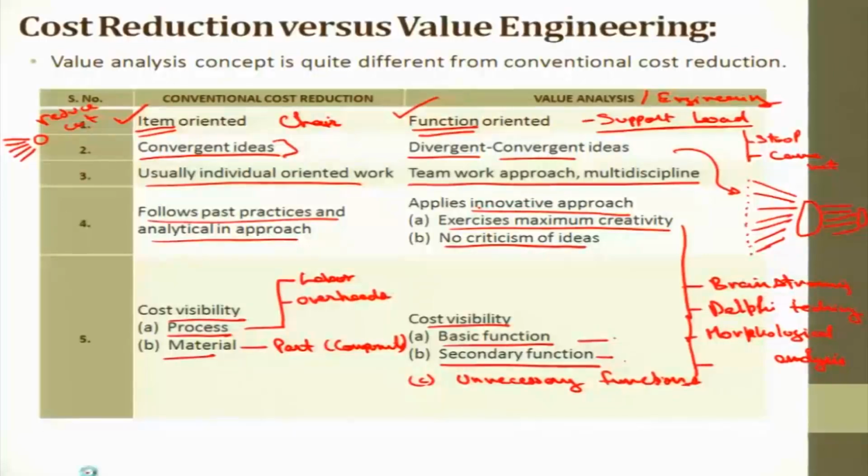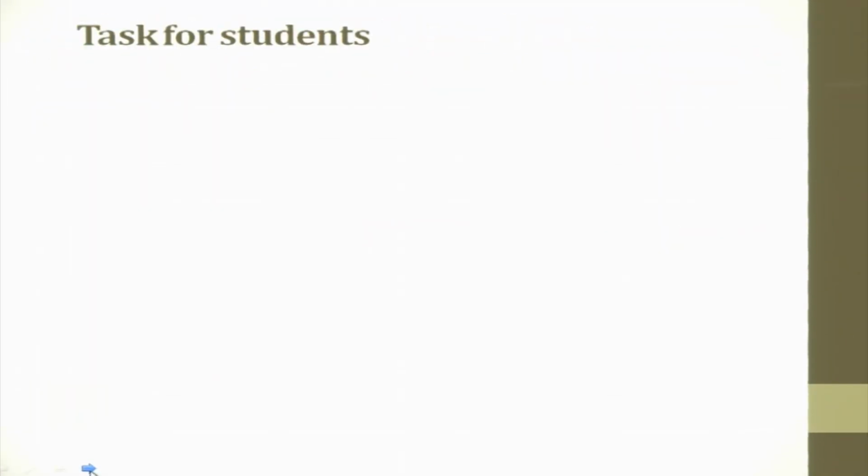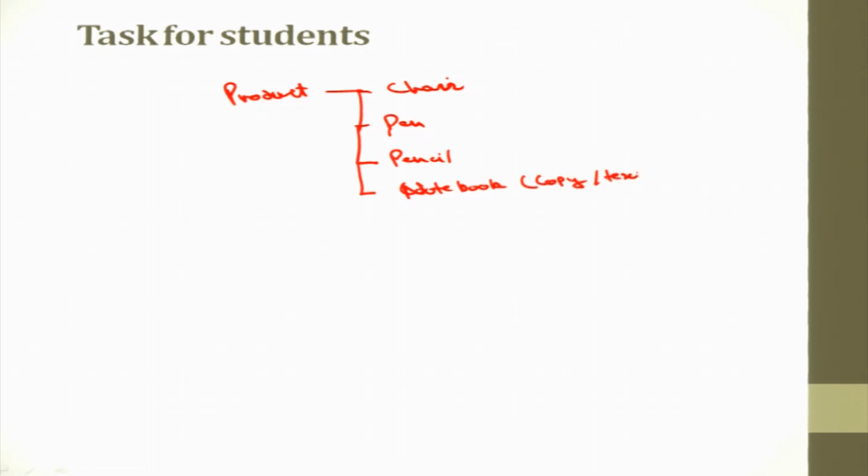So, this introduction to value engineering is over, and I have a task for you. Please select a product, a daily use product, like a chair. You select a pen, a pencil, or your notebook, your writing textbook or copy, and think of how we can reduce the cost of this thing. How can we reduce the cost of this pen? By changing material, by changing its appearance, and see what is the cost you are paying for.